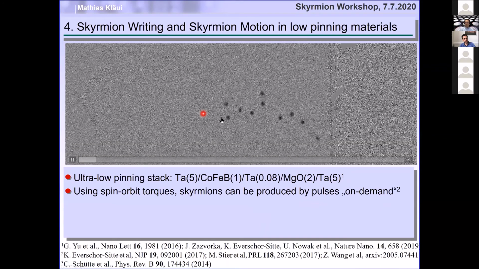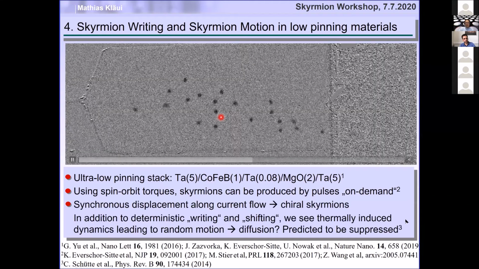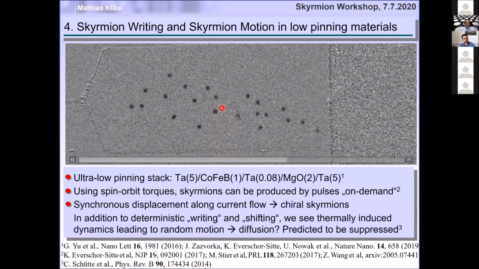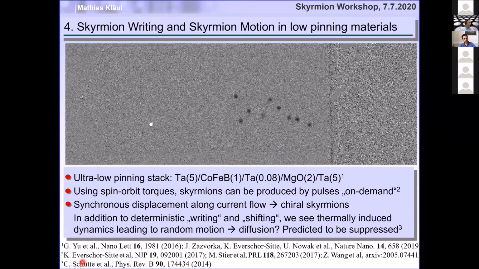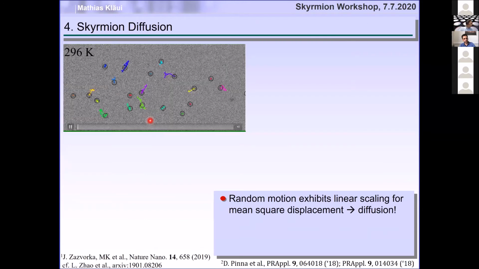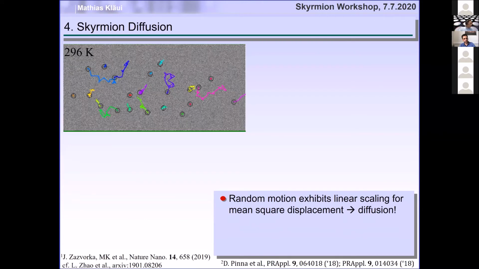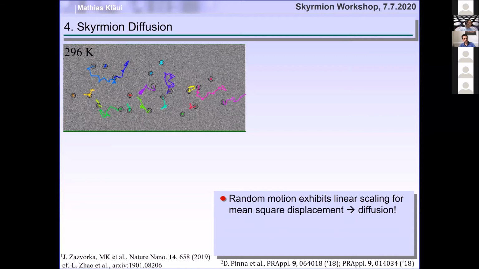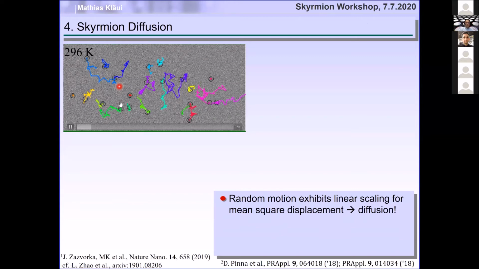And this type of thermal diffusion was originally predicted to be suppressed in this paper by Schütte et al. And so to check if this is really diffusion, what we did is we did some tracking of the skyrmions. So, does everyone see the moving skyrmions? Just wanted to check that I'm not losing you. Yes, we can see. Okay, perfect, great.